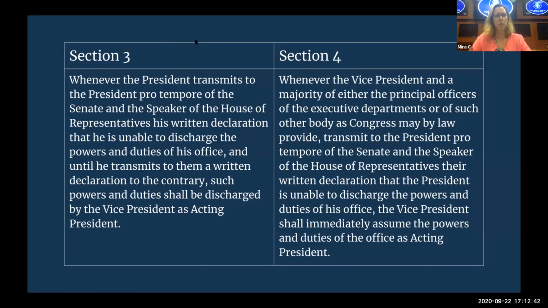When the president transmits to the president pro tempore of the Senate and the Speaker of the House of Representatives his written declaration that he is unable to discharge the powers and duties of his office, and until he transmits to them a written declaration to the contrary, such powers and duties shall be discharged by the Vice President as acting President. Does Section 3 apply here? Has President Reagan, while being rushed into surgery, transmitted paperwork to the president pro tempore of the Senate and the Speaker of the House? No, so none of this has happened.